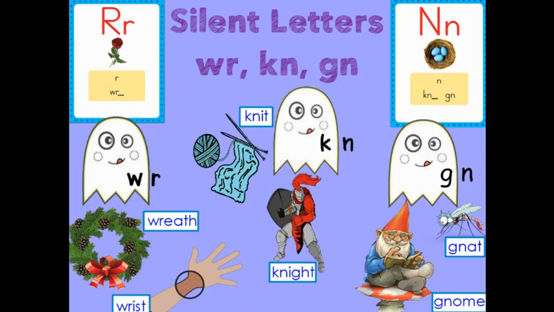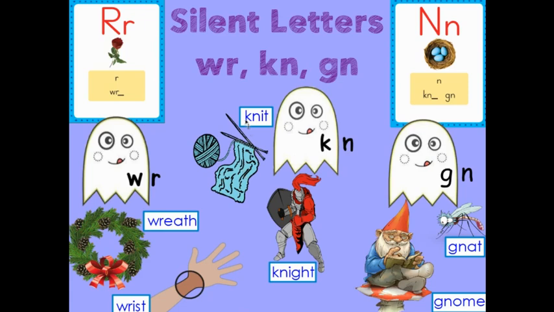Just like this word, wrist. I'm not going to say w-rist. The W is silent, so we don't make that sound. A wrist is the joint between your forearm and your hand. Let's take a look at our next consonant digraph, KN. K is acting as the ghost letter here. Again, we don't make the K sound, we just make the N sound.